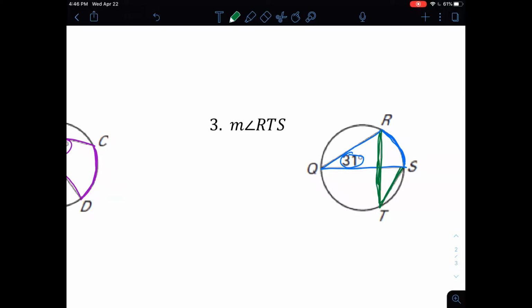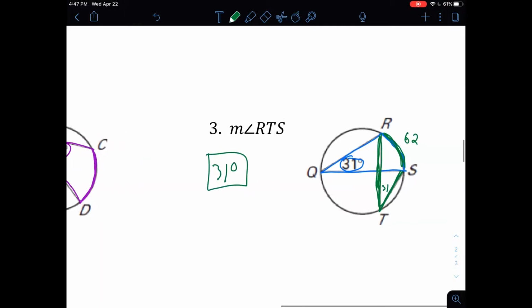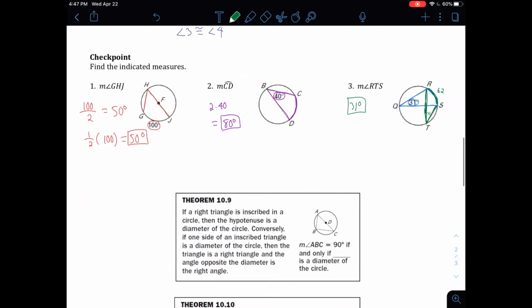Yep, so that one, if RQS is 31 degrees, what is this one also going to be if it intercepts the same arc? It's going to also be 31. You could also double it and go like this. This is 62, and then go back. This is going to be 31 degrees. But if you see right away that those both intercept the same arc, you don't need to do any math. You can just go ahead and put 31 degrees.